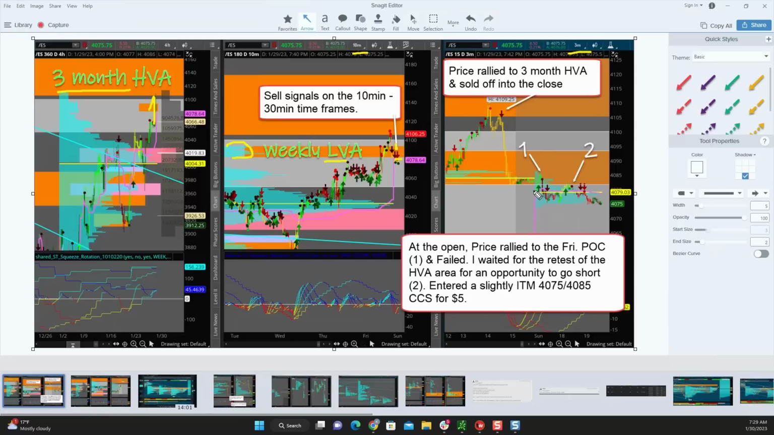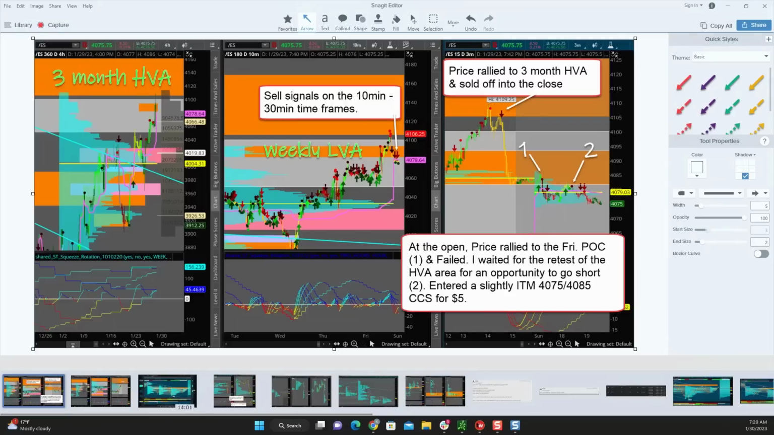But in a nutshell, what you can see here is price opened up below Friday's point of control, rallied up to it and failed, consolidated, rallied right back up into this HVA area, and then started to fail. And that's when I initiated my call credit spread. And then obviously today it is moving lower as of right now. So this is what it looked like at entry.